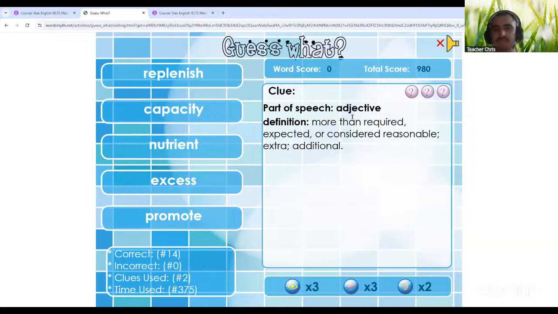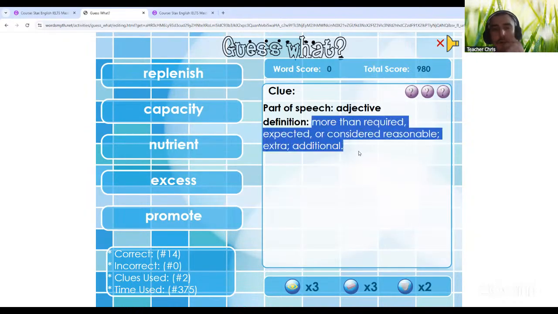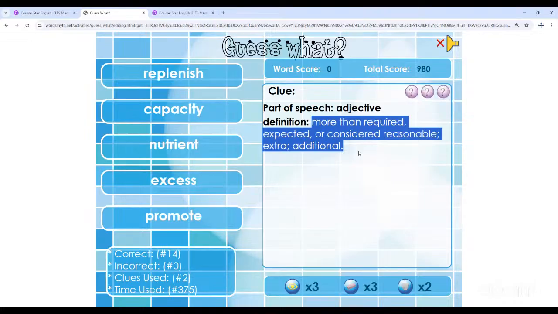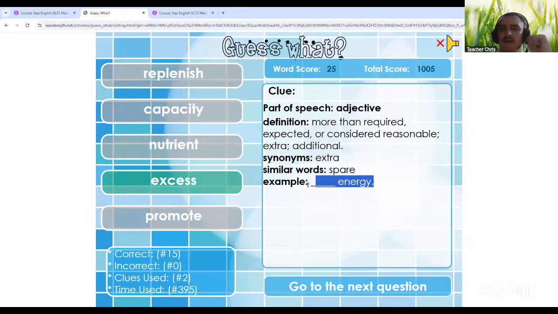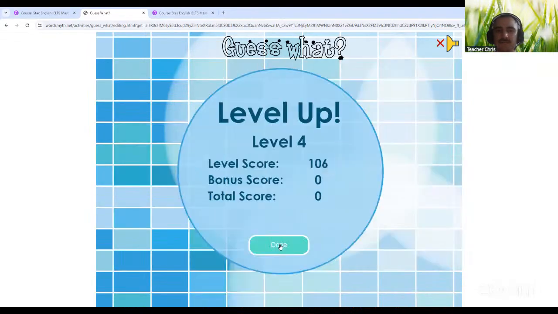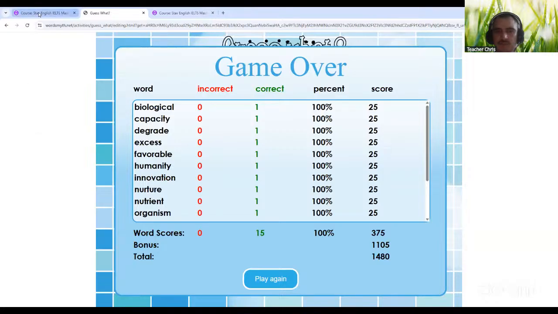Next, we have an adjective meaning more than required, more than expected or considered reasonable, extra or additional. Any guesses? Excess, right? Yes, that's right. Well done, Kui. Excess meaning more than we need. Extra, spare. And here we have an example. Excess energy. So if you eat too much sugar, you might have excess energy. Fantastic job, guys. You did really well there.